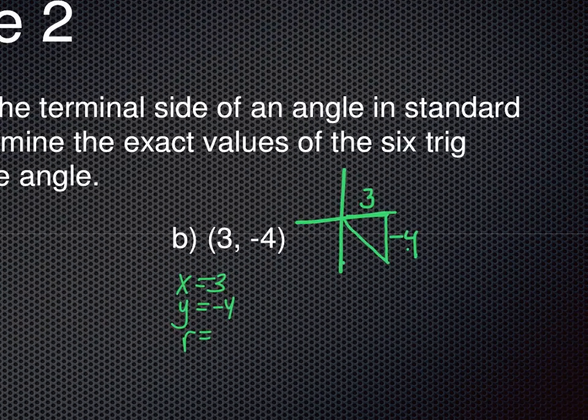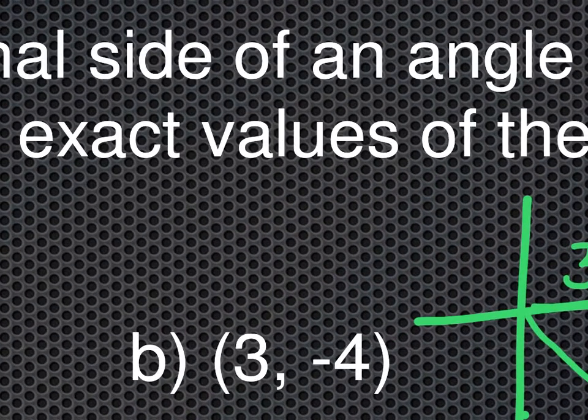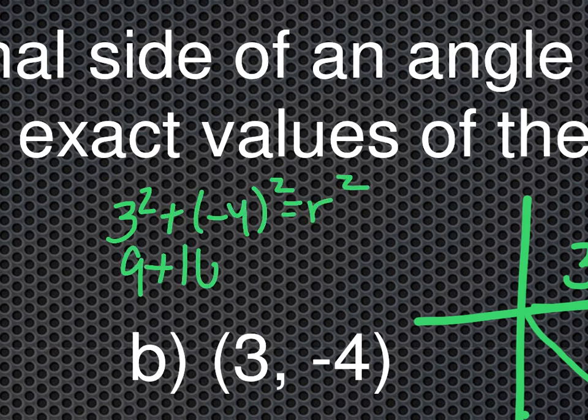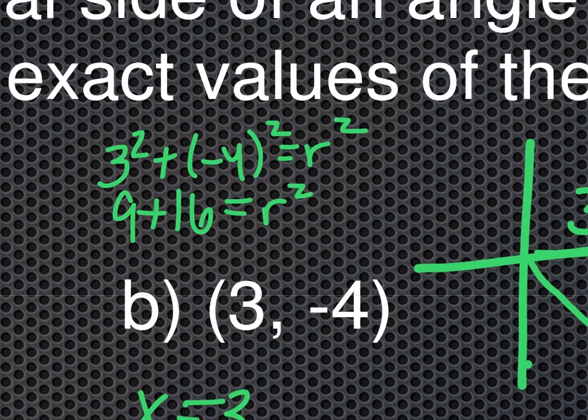Figure out r. How do we find r? Pythagorean theorem. So I have 3 squared plus negative 4 squared equals r squared. 9 plus 16 equals r squared. 25 equals r squared. So what's r?